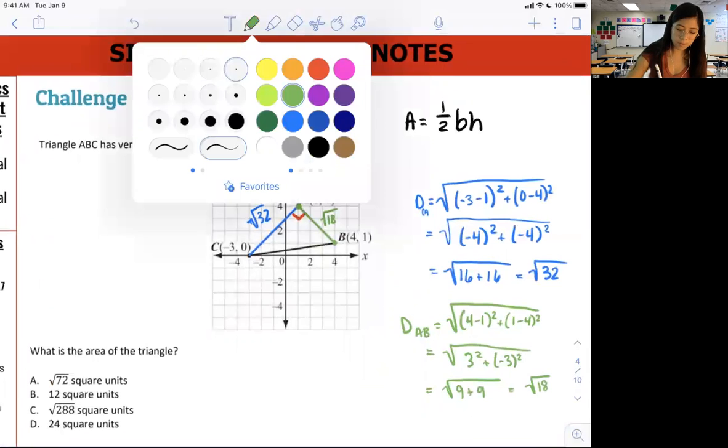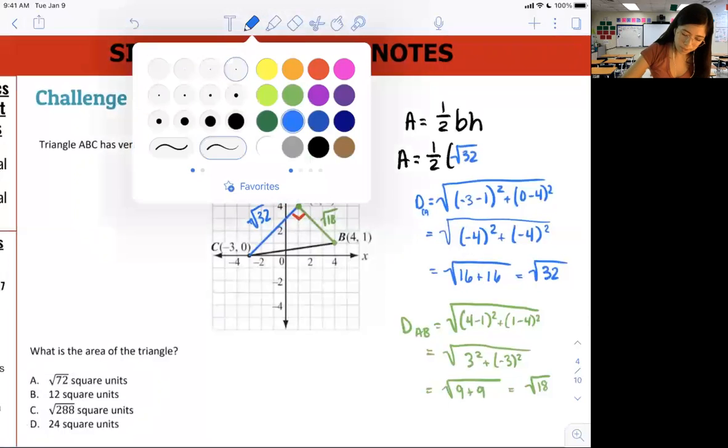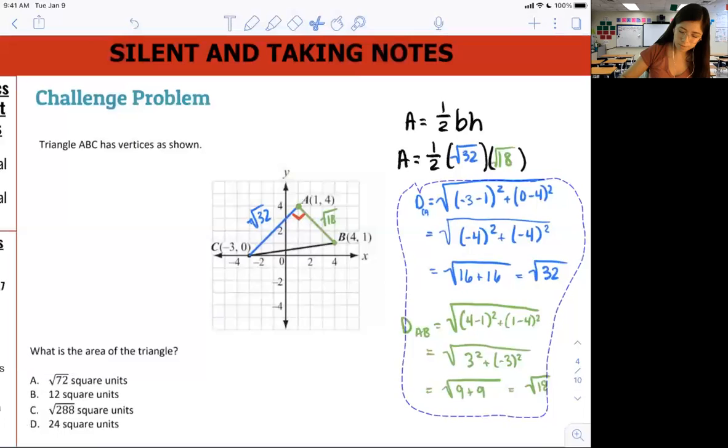Okay, so you used your calculator, which is fine, but look at the answer choices. It looks like they want to keep things in the radicals. So let's see. We got 1/2 times the square root of 32 times the square root of 18. What can I do with these numbers? They're both separate.